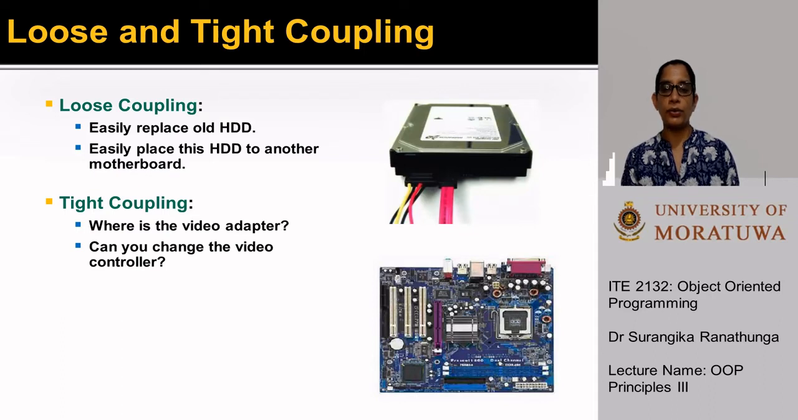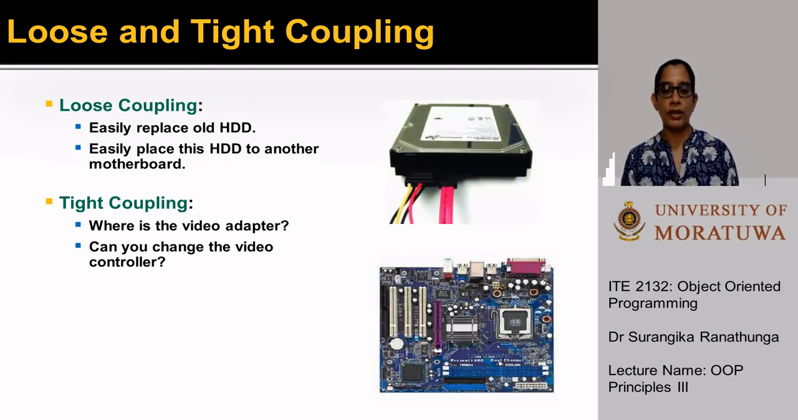Now, let's use the previous example, the hard disk. If you want to replace the hard disk, it is very easy to remove from the main device, right? You just unplug it and you can replace it. Why? Because it is loosely coupled. The connection is loose.